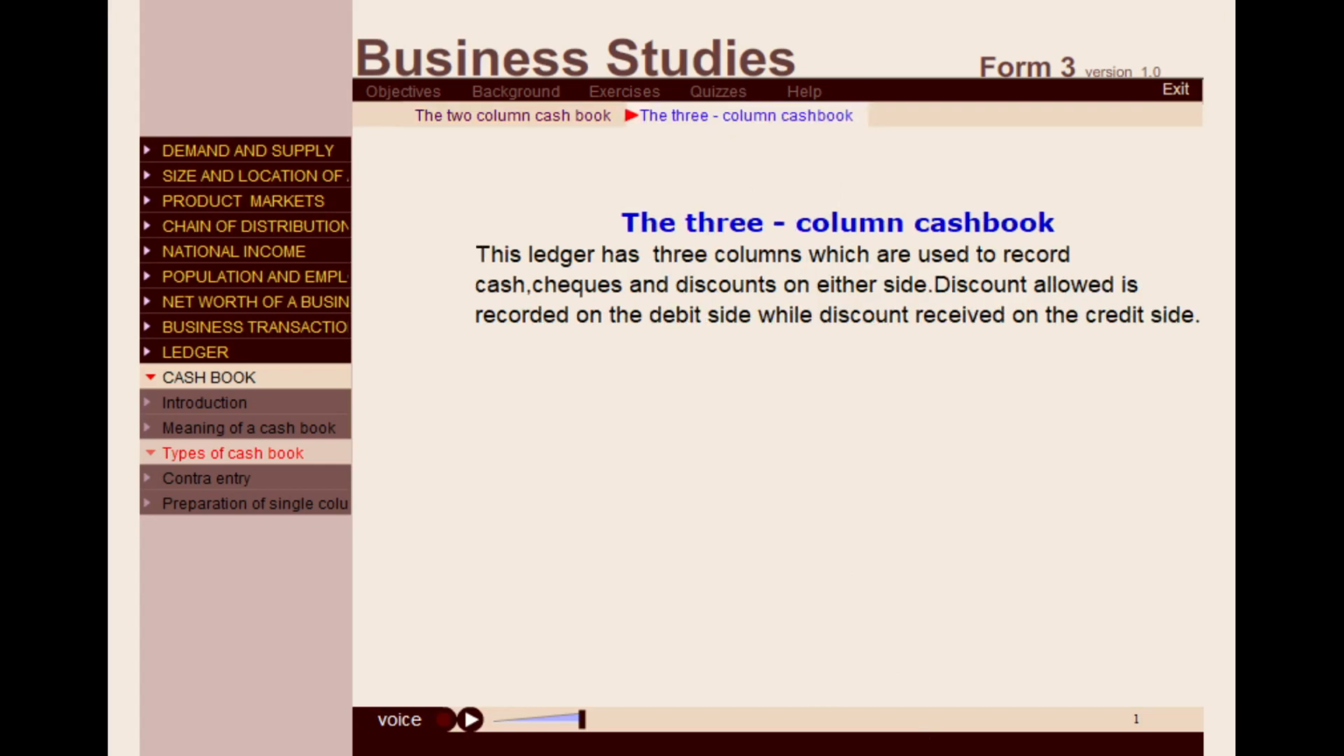The three-column cash book. This ledger has three columns which are used for cash, checks, and discounts on either side. Discount allowed is recorded on the debit side, while discount received is recorded on the credit side.